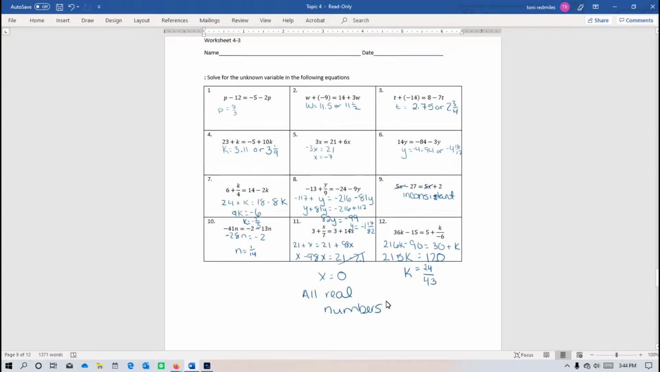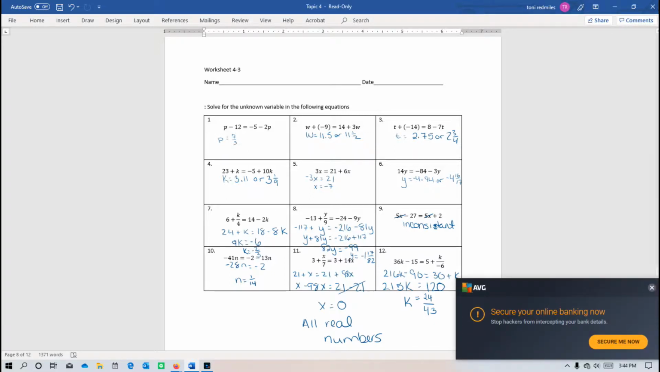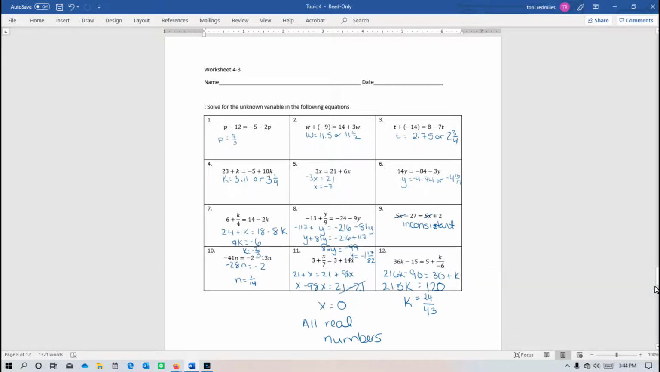Alright, this video is for the Language of Algebra worksheet 4-3, and in this one we're solving unknown equations. We're doing equations that have fractions that you have to resolve first. We're doing inconsistent, inconsistent, and all real number equations as well.